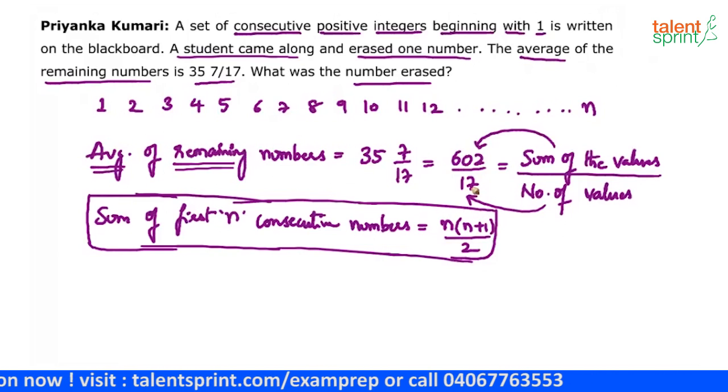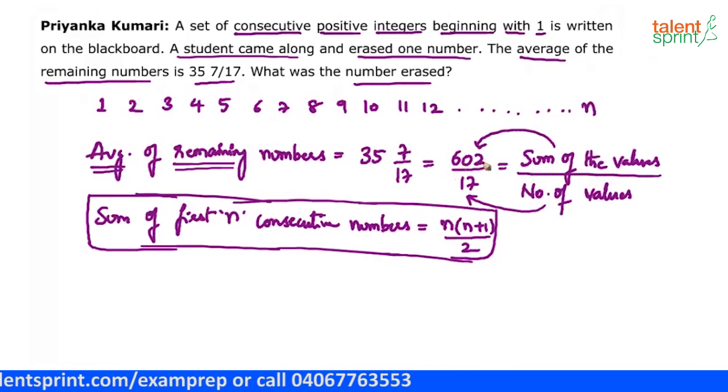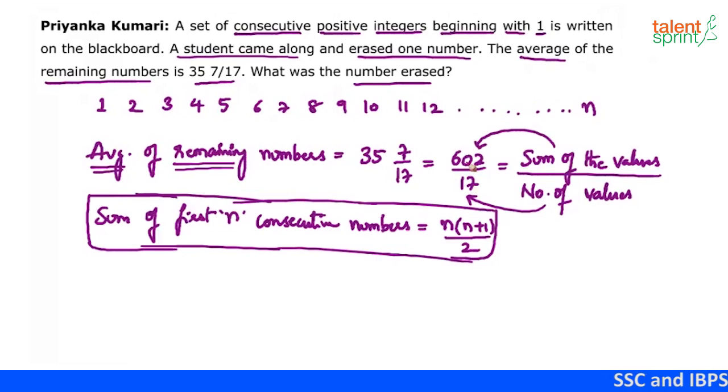Find out the sum of the first 18 numbers. 18 into 19 by 2. Will 18 into 19 by 2 be anywhere close to 602? Are you able to follow? Or even if you take 17 numbers, what is the sum of the first 17 numbers? 17 into 18 by 2. Will 17 into 18 by 2 be close to 602?